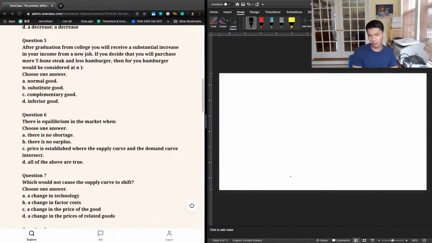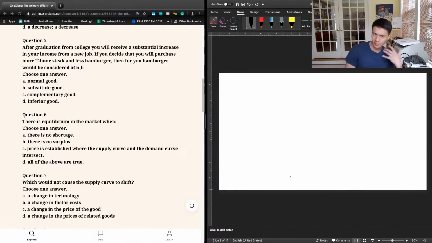If you decide you will purchase more T-bone steak and less hamburger, then for you, hamburger will be considered A, normal good, B, substitute good, C, complementary good, or D, inferior good. So this is referred to the idea of the income effect. When your income goes up, for a normal good, your consumption of that good will go up as well. You have more money to spend, you're able to afford larger and higher bundles of consumption.